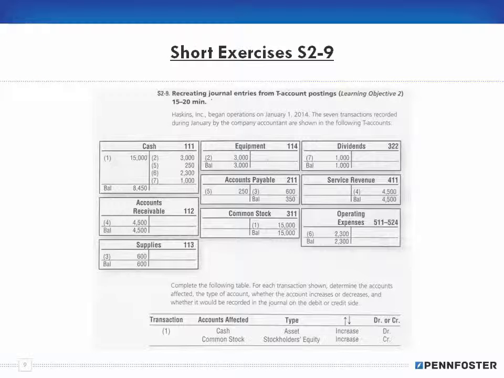5. Okay, and accounts payable and cash. So debits come first. Debit to accounts payable for the amount of $600. Okay, and we're crediting our cash, right, for $600.